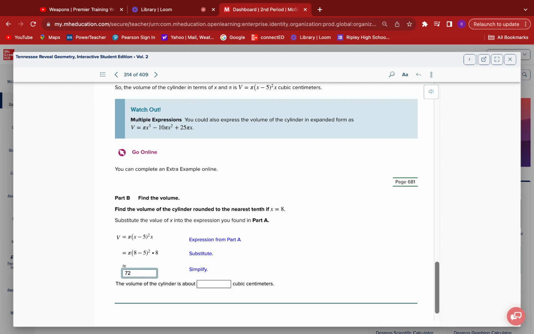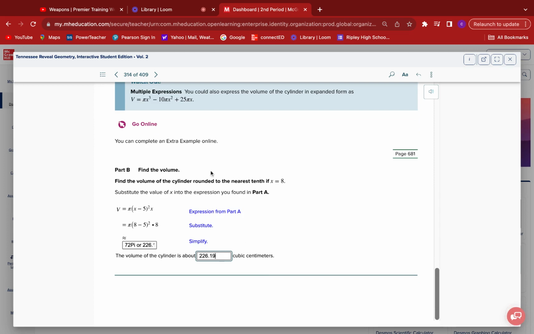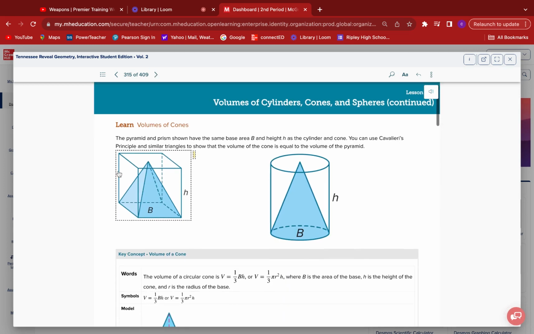72 pi. Actually, let me do the pi symbol. Or 226.19. And sorry, 226.19, and that's cubic centimeters. 72 pi is what I prefer if you're my student. All right, moving on. Okay, volume of cones.